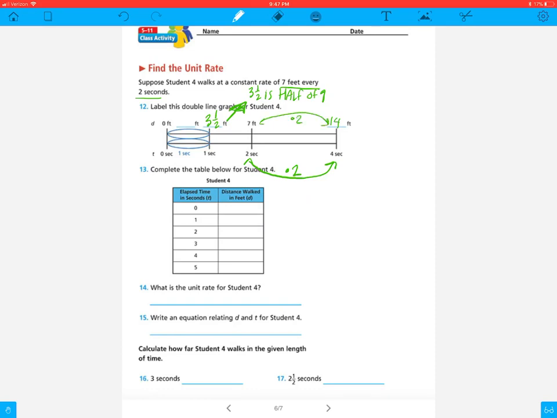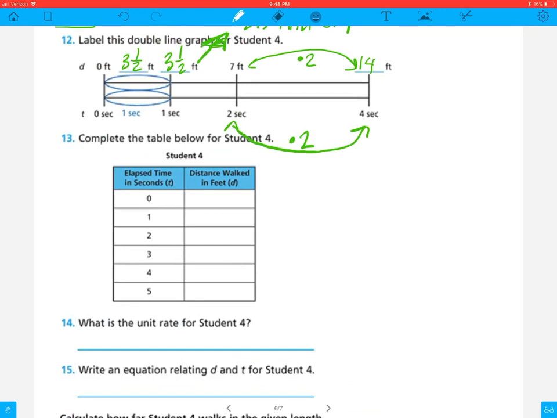So even though we started with a rate of 7 feet per 2 seconds, or 7 feet every 2 seconds, we were able to figure out that you can find something even smaller and find the unit rate. A unit rate will feature the number 1. So per, that's the smallest you can go. So I can fill in the numbers that I have from my double number line in my table. After 2 seconds, student 4 goes 7 feet. After 4 seconds, student 4 goes 14 feet. And I know after 1 second, student 4 goes 3.5 feet.